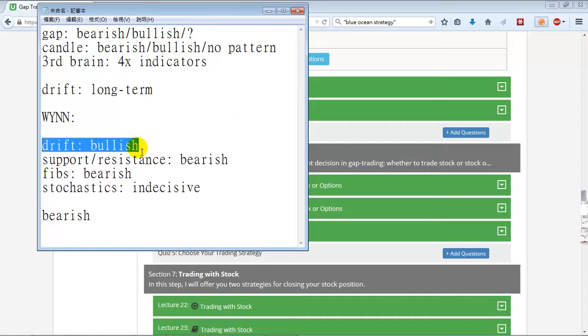If you play with options, you can actually delete this and just use these 3 for your indicators. And I often do because I usually gap trade with options. But if you're playing with stock, take them all into account.